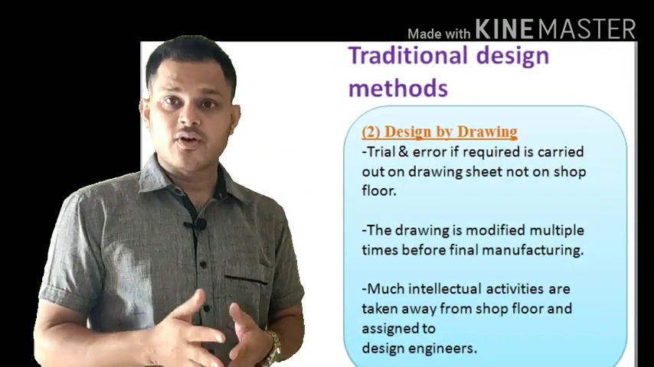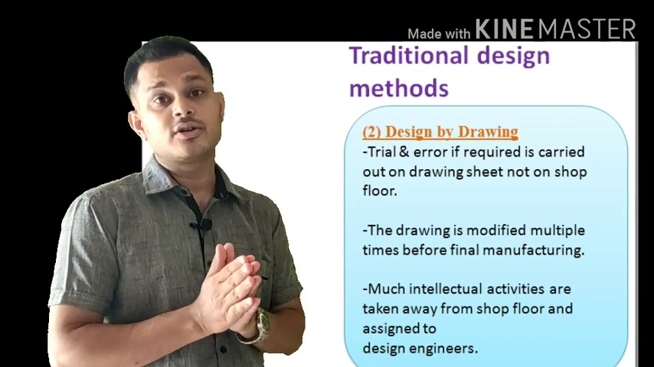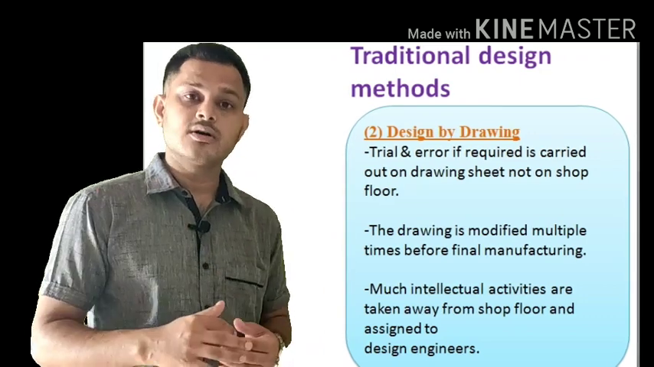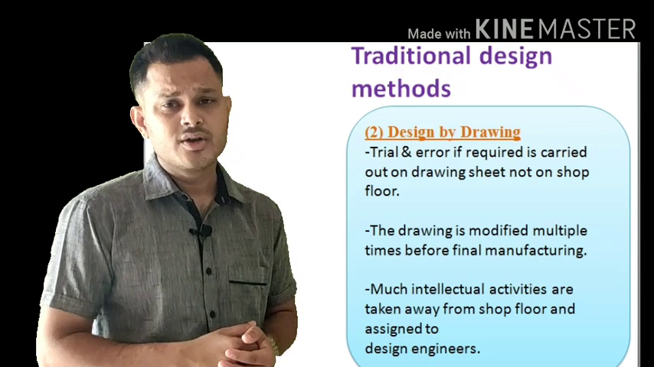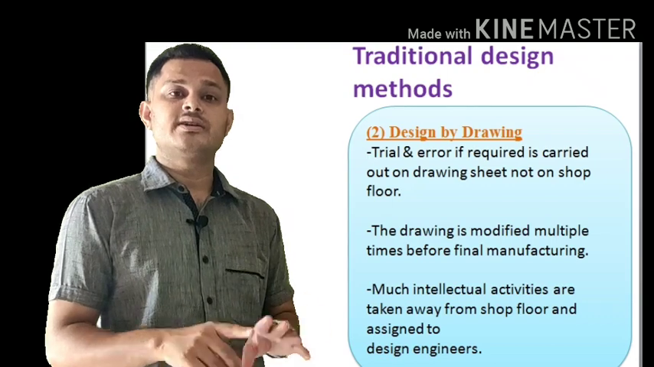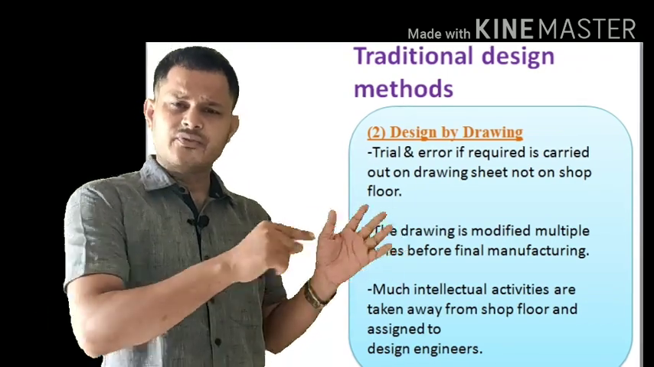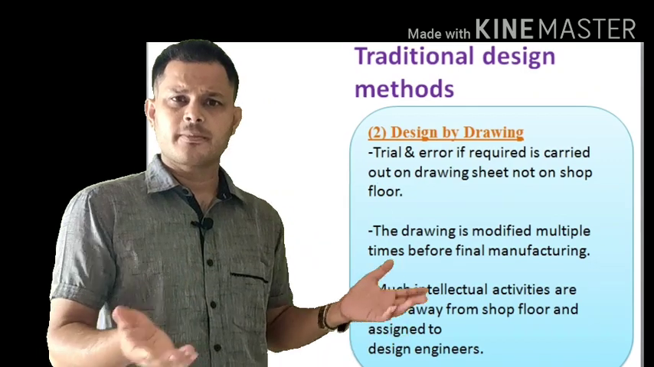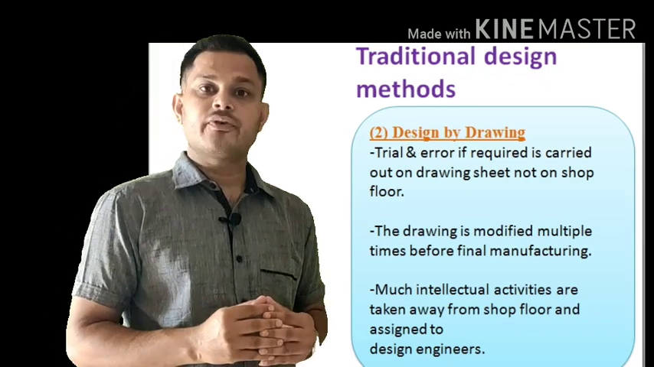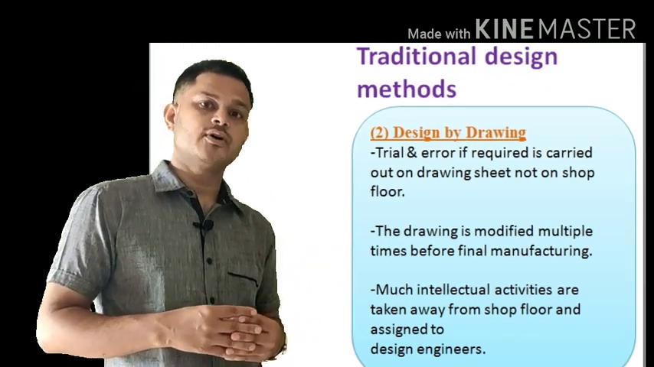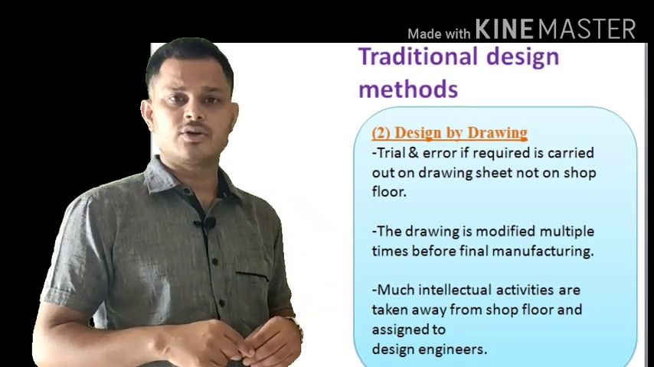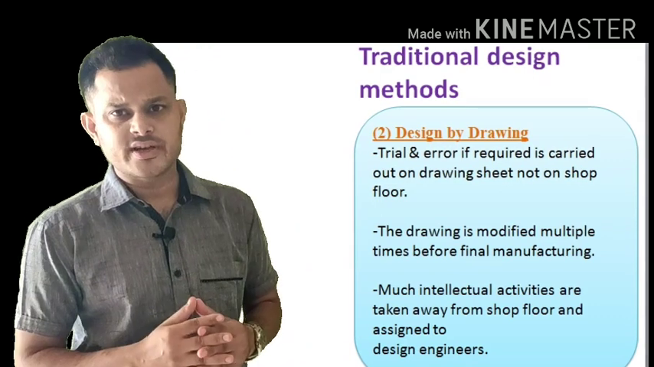Trial and error, if required, is carried out on the drawing sheet and not directly on the shop floor. Means if we need to try the product before sending it to the market, the trial and error will be done on the sheet, on the specific dimensions that we have drawn. We will try different possibilities of the product on the sheet and then it will be sent to the shop floor, not directly on the shop floor. The drawing is modified multiple times before it goes for final manufacturing. So before the final drawing is drawn, it goes through a number of modifications.